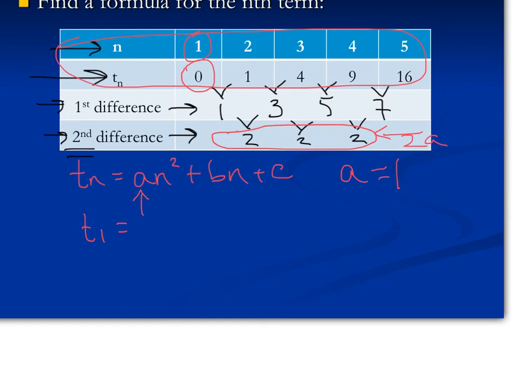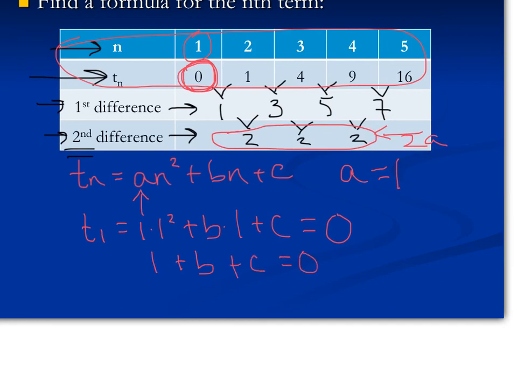So I really have 1 times 1 squared, which we could just say is 1, plus b times 1, plus c. And that is my first term. And what does my first term equal? My first term, if you look up, equals 0. So this equals 0. That's one of our equations. Let me simplify it a little. So it's 1 plus b plus c equals 0.